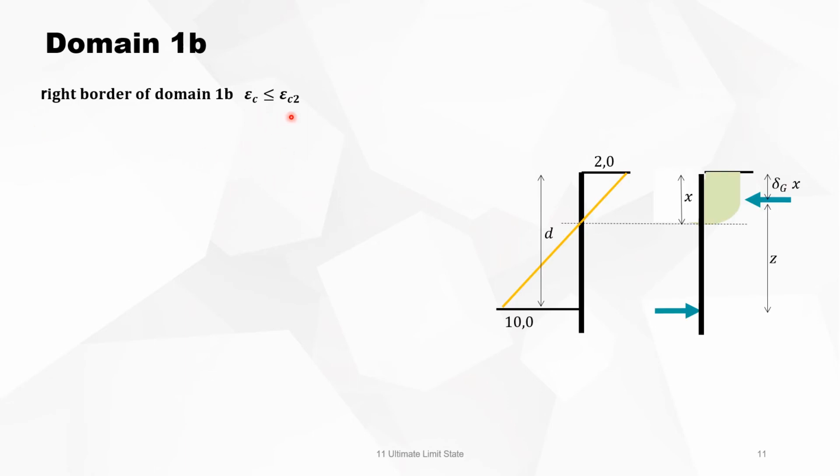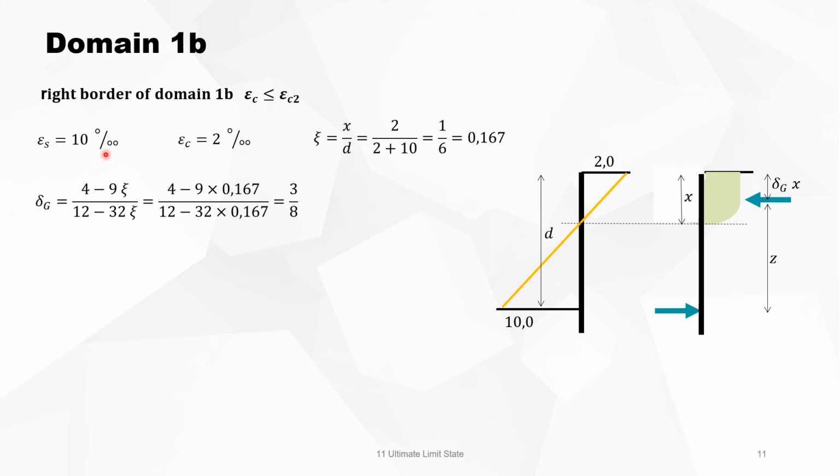Now, the right border side of domain 1b, when epsilon c is smaller than epsilon c2, or smaller than 2 promille, that's this line. This is 2 promille, this is 10. So now if you look at this picture, it's easy. You see that xi, or x over d, is just the rule of the similar triangles. It's always the smallest one divided by the sum of the two. It's 1/6 or 0.167. That's the position of the neutral axis.